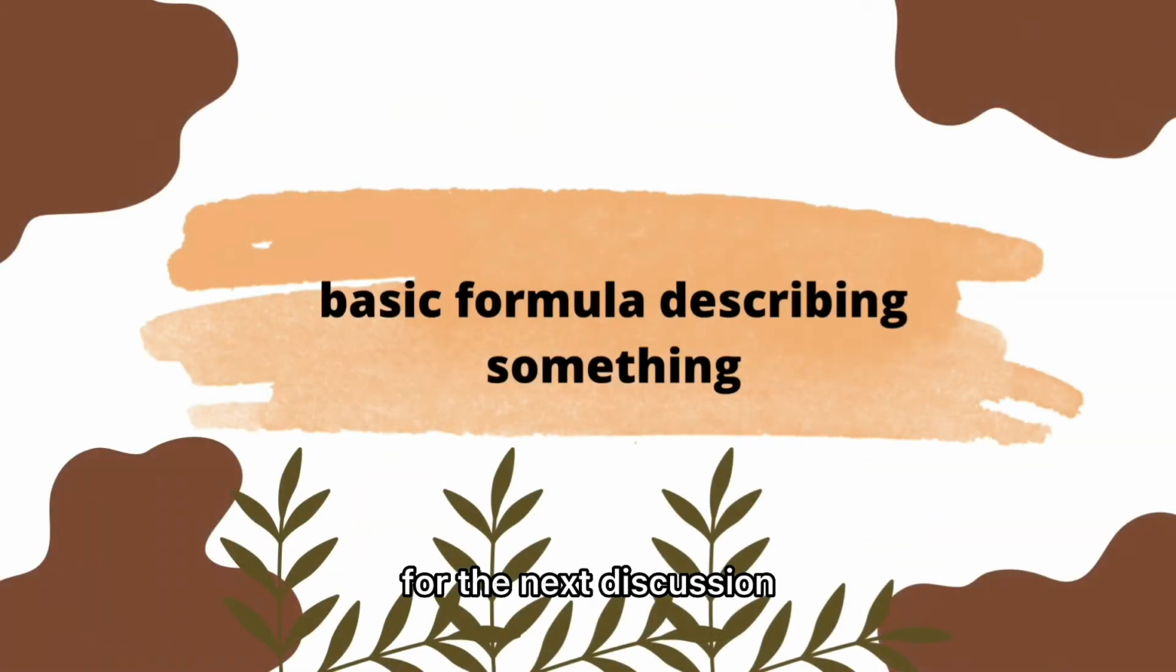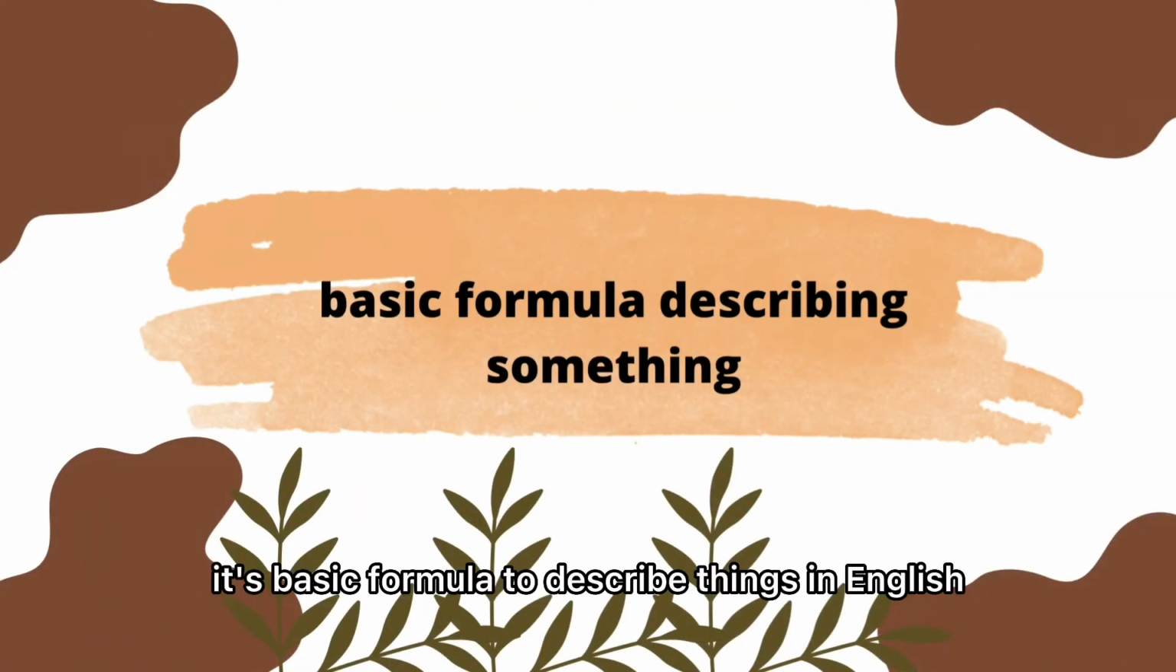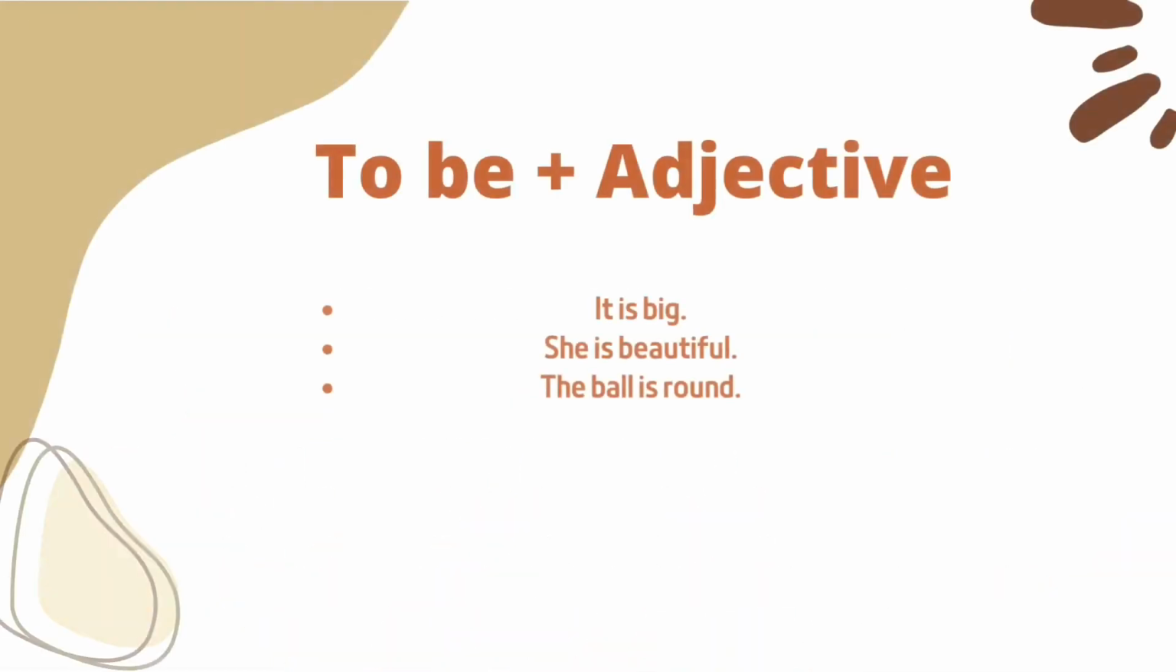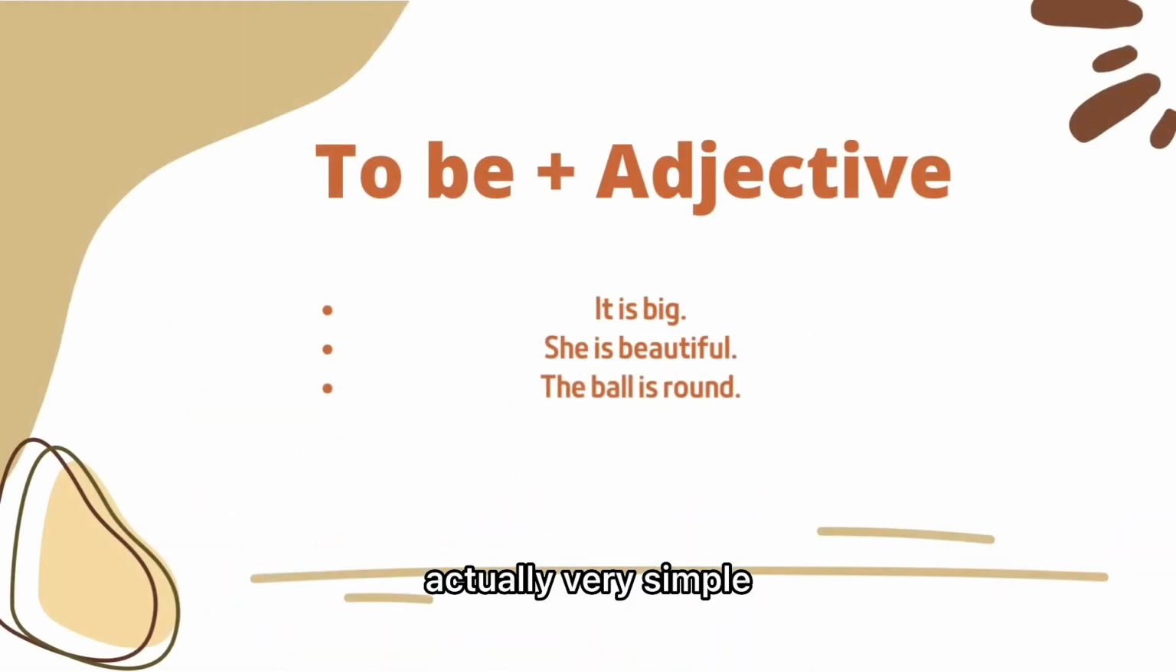For the next discussion, the basic formula to describe things in English is actually very simple. You just need to remember this formula to make a full sentence. That is, it is big, she is beautiful, the ball is round.